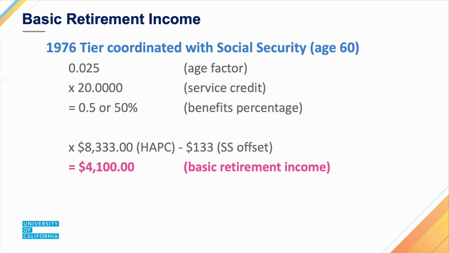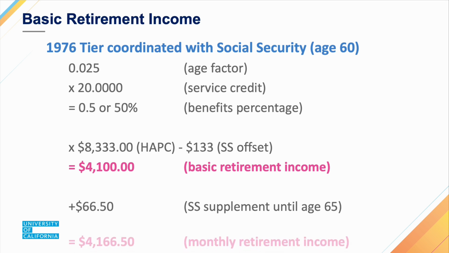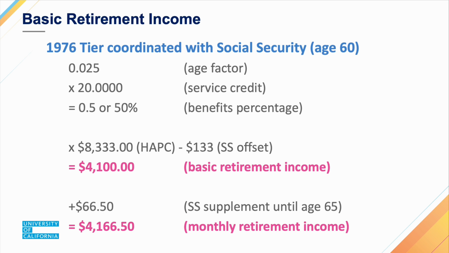Because this member is under age 65, the retiree gets an additional $66.50 as a Social Security supplement, and it's calculated by taking the $133 offset and multiplying it by the 50% benefit percentage, and that will restore the offset for a total gross monthly benefit of $4,166.50.